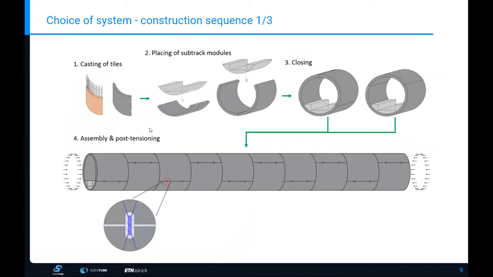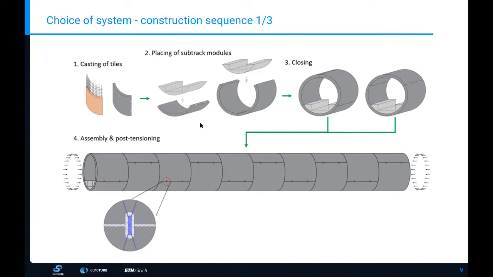If we look at this, this is the construction sequence, part 1 of 3. We start here by casting so-called tiles. We call this system the tiling concept, because we have some kind of tile pieces which we put together. After they are cast, we place them. Either we place just 1, or we place 2 which are fixed together. Then we can lift from the top the subtrack modules onto these tiles, close them, and then align them. So let's say one of these modules is 2 meters long and the span is 20 meters. This means that we have 10 such modules.